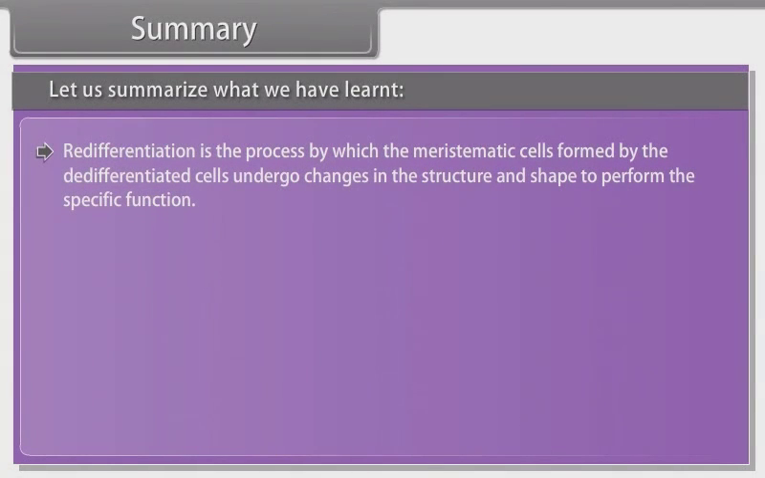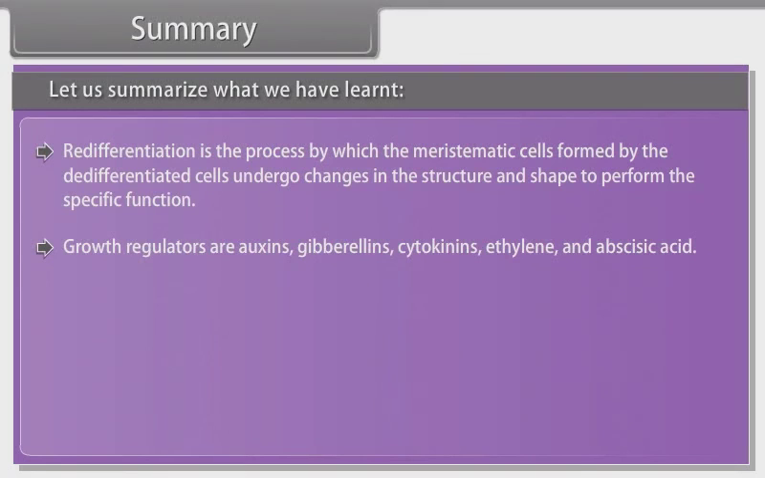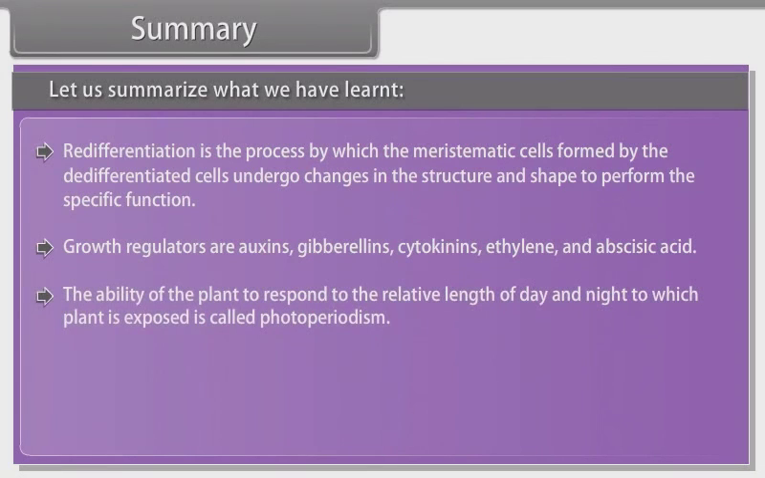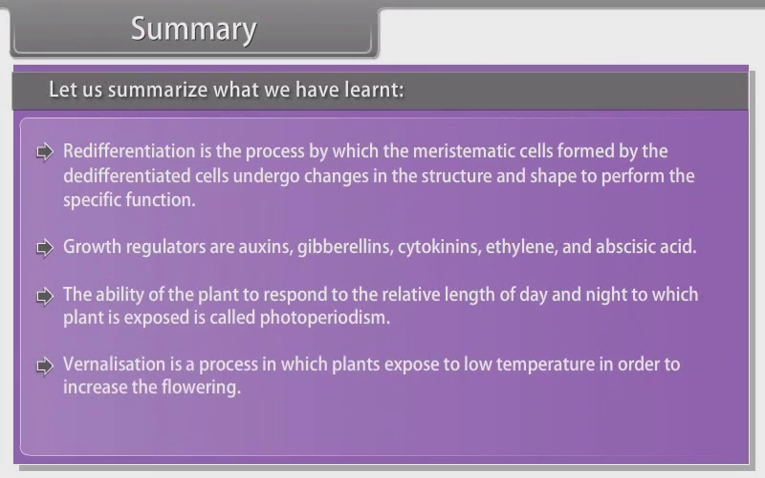Redifferentiation is the process by which the meristematic cells formed by the dedifferentiated cells undergo changes in their structure and shape to perform the specific function. Growth regulators are auxins, gibberellins, cytokinins, ethylene, and abscisic acid. The ability of the plant to respond to the relative length of day and night to which the plant is exposed is called photoperiodism. Vernalisation is a process in which plants are exposed to low temperature in order to increase flowering.